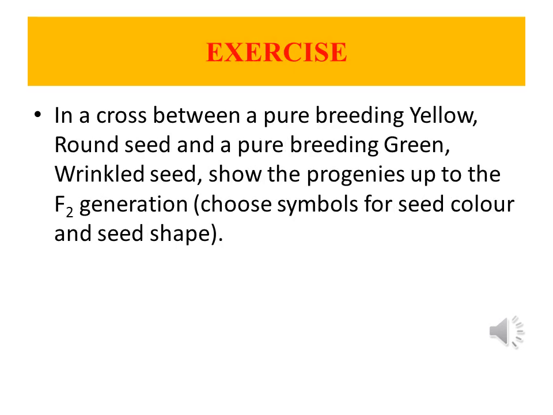Exercise to take home. In a cross between a pure-breeding yellow round strain and a pure-breeding green wrinkled strain, show the progeny up to the second generation, using single letters for the seed color and seed shape.